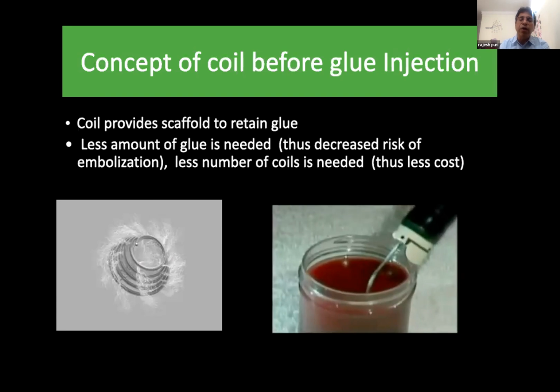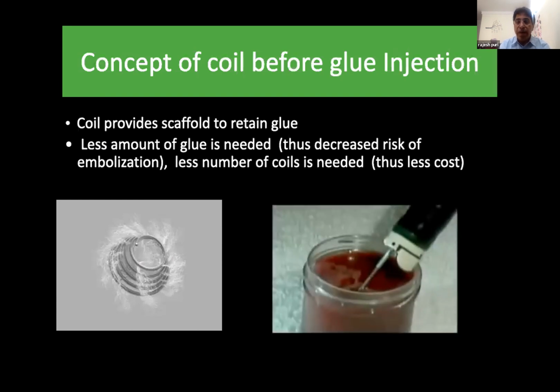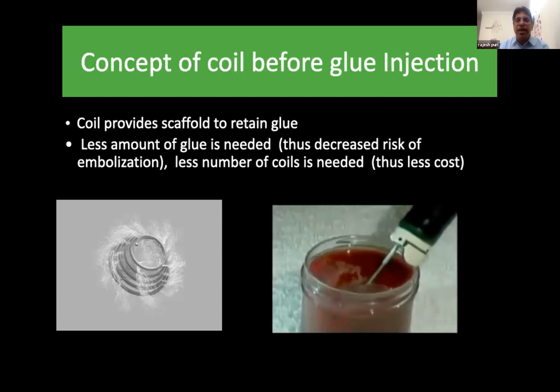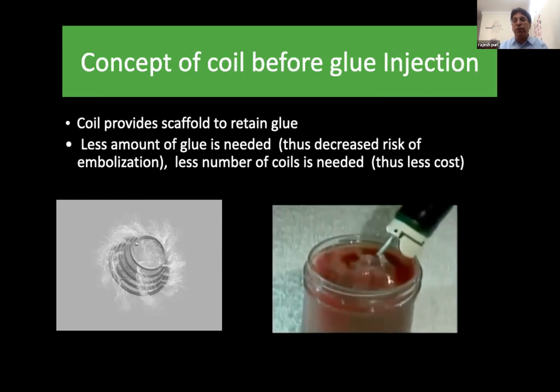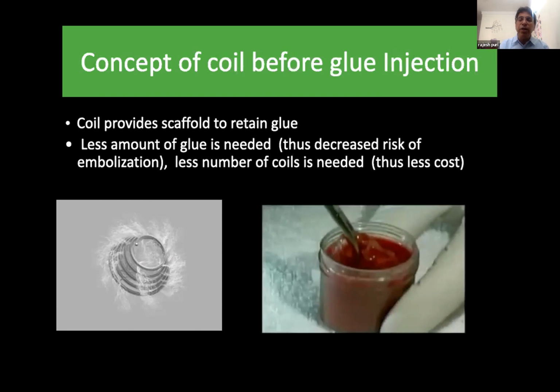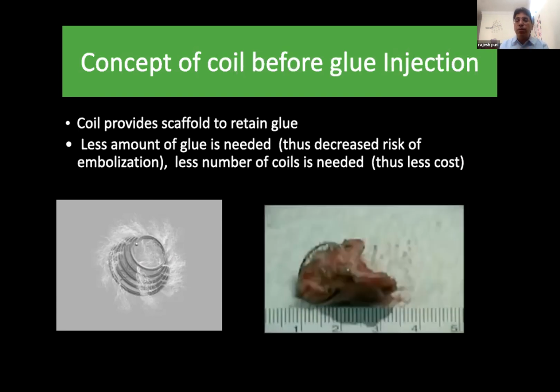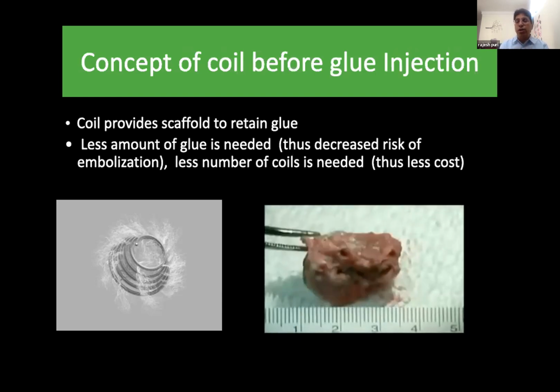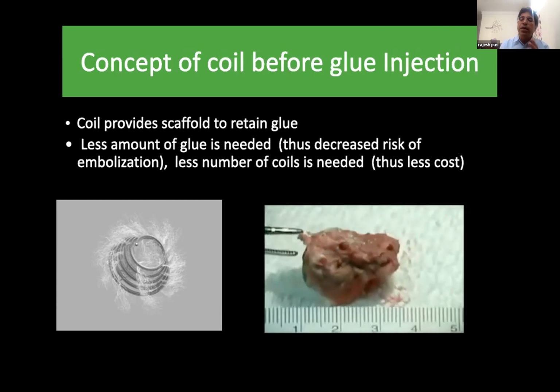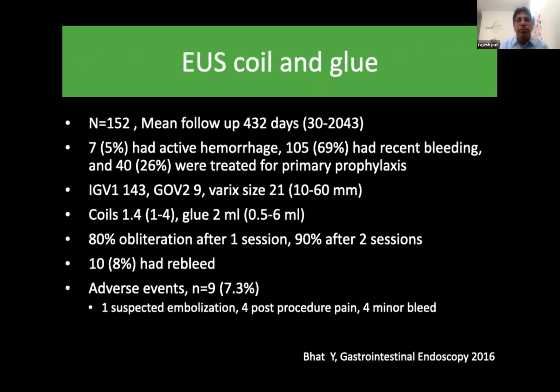Coil provides a scaffold to retain the glue, and the glue is not going to embolize. So less glue is needed and fewer coils are needed. That is the concept. First inject 1 or 2 or 3 coils depending upon the size of the varix. Then you inject the glue slowly, and the coil will engulf the thrombosed glue, which is useful to prevent embolization because the entire glue cast will be scaffolded inside the coil.